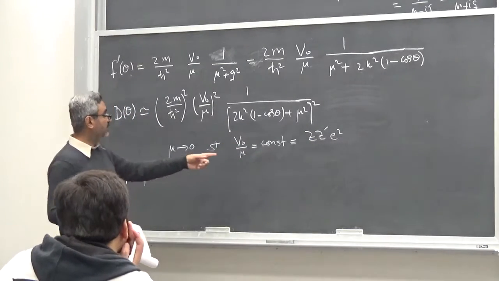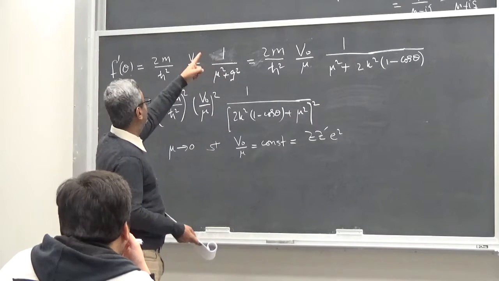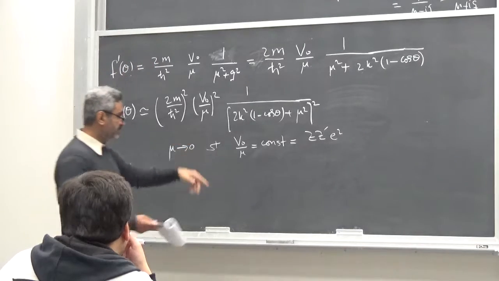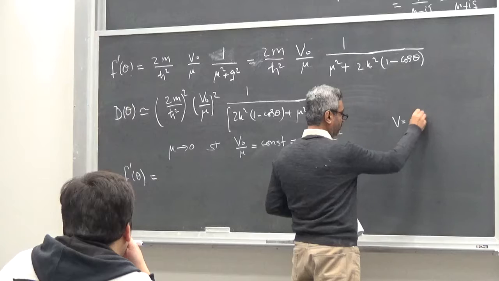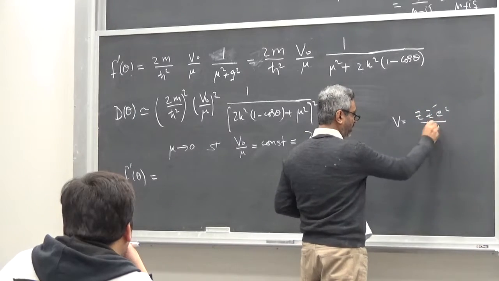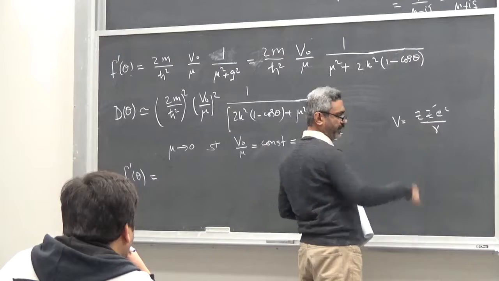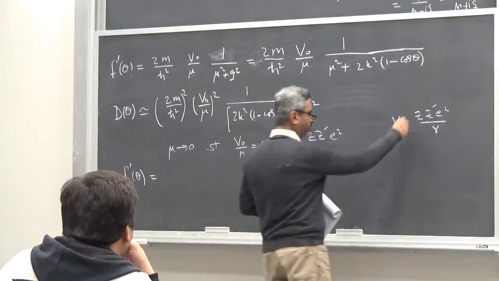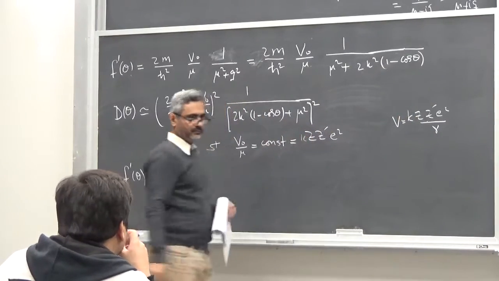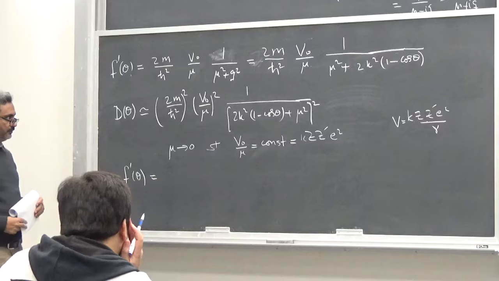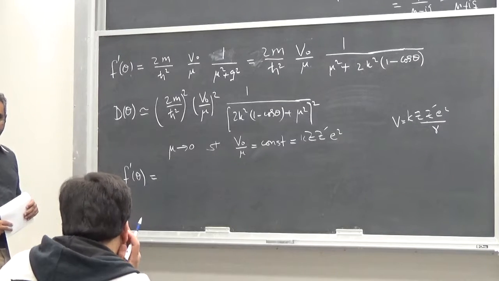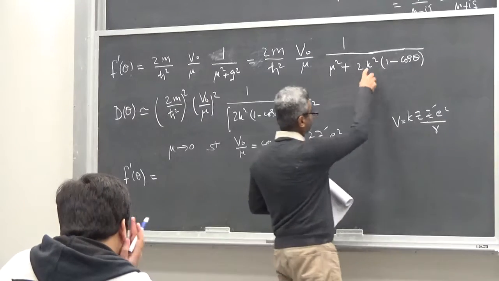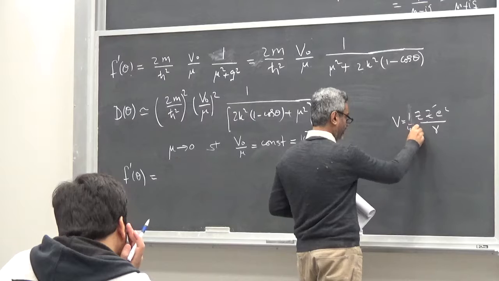Which means that if you do this, v naught over mu will become z z prime e squared, and then you will have V equal to z z prime e squared over r. This 1 over 4 pi epsilon naught is 1. Or if you want, there is a K there. This is not the same K as this one, it is 1 over 4 pi epsilon naught.